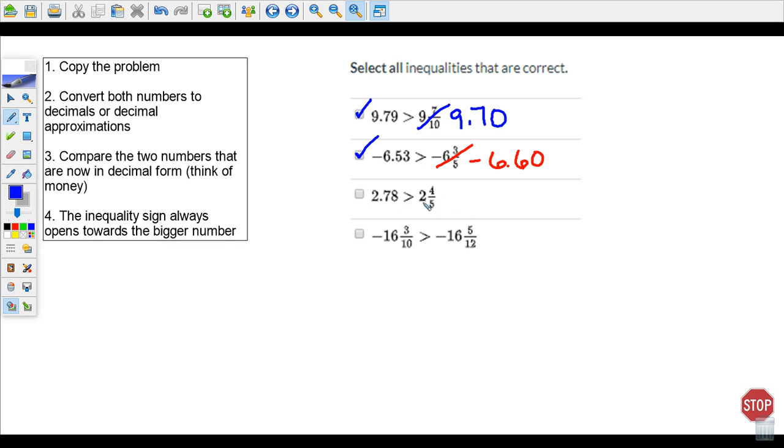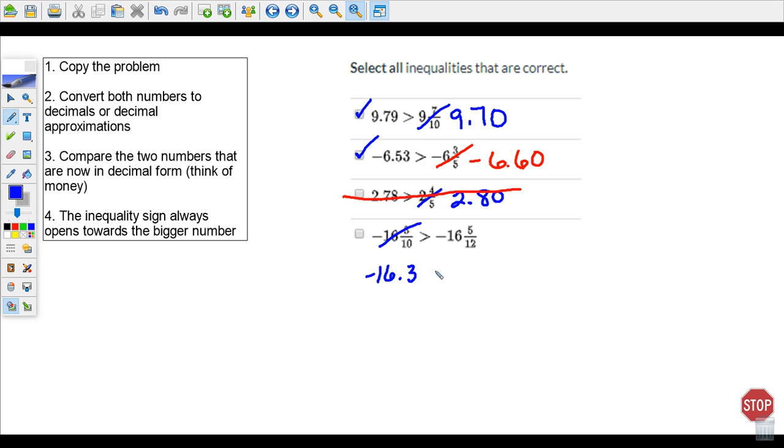2.78 is greater than 2 4/5. Change 2 4/5 to 2.8. 4 divided by 5 would be 0.8. Carried out to the hundredths, since this has 2 digits. 2.78 greater than 2.80? No. Incorrect.